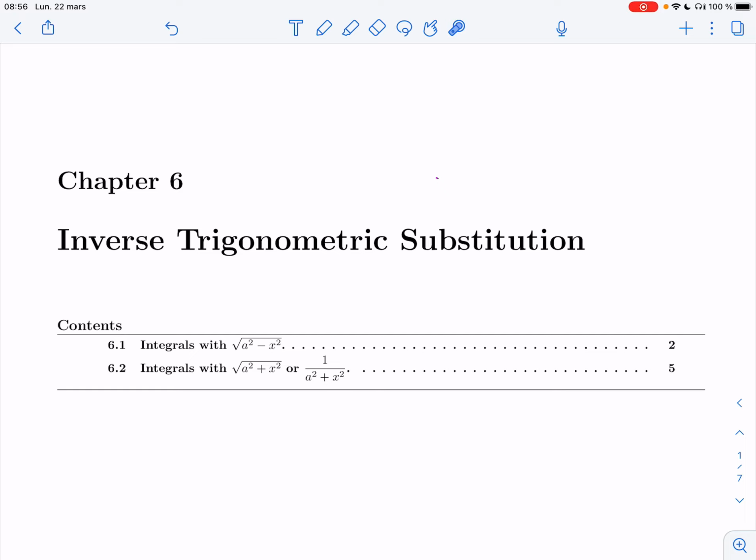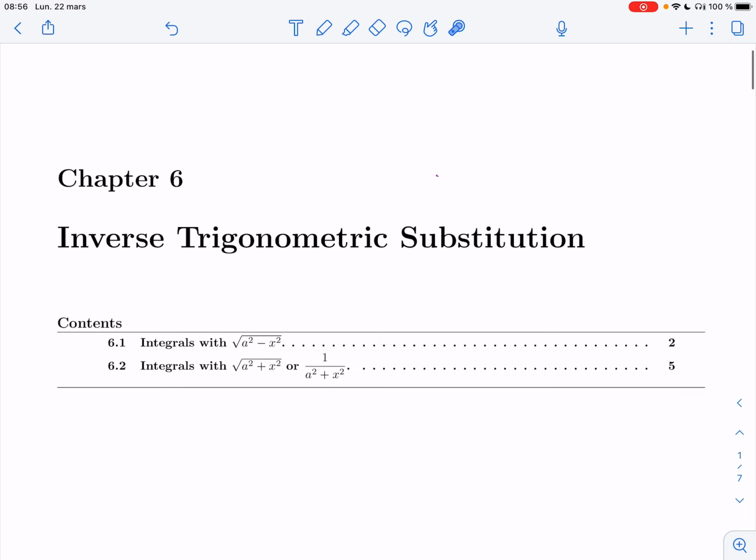All right, welcome everybody to Chapter 6. We'll be talking about inverse trigonometric substitution here. So that's going to be our last technique of integration. What's nice about this technique is it applies to very specific functions, so you'll be able to tell right away this is an integral for inverse trig substitution.